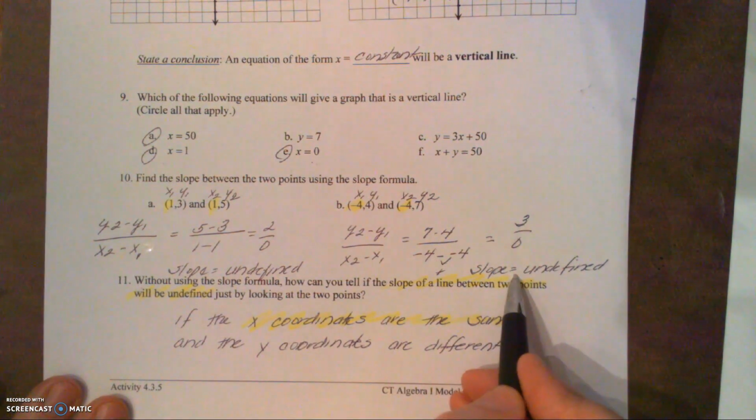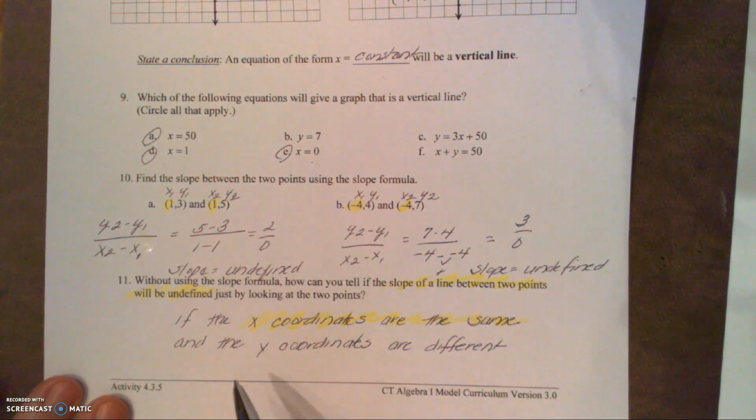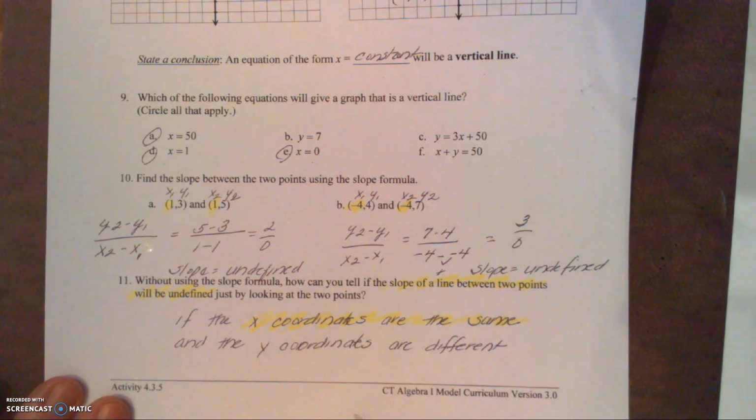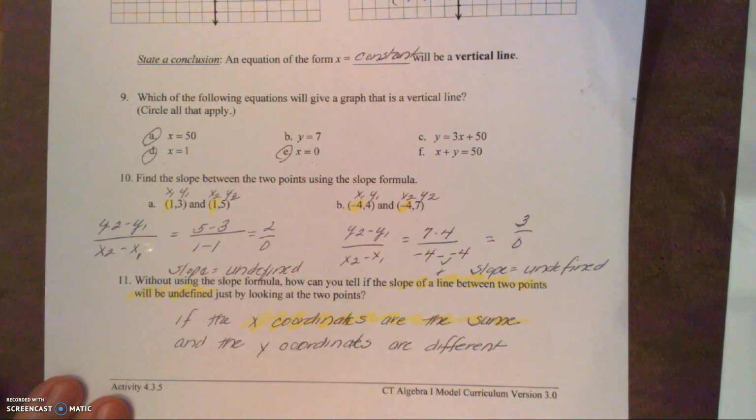The slope is undefined. Now, how can you look? It's the opposite of a horizontal line. If you can look at the points and you see that the x coordinates are the same and the y coordinates are different, you know this will have an undefined slope.